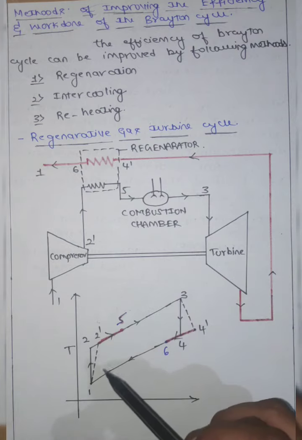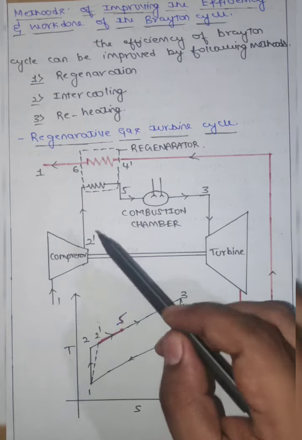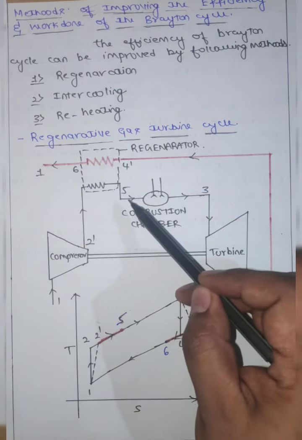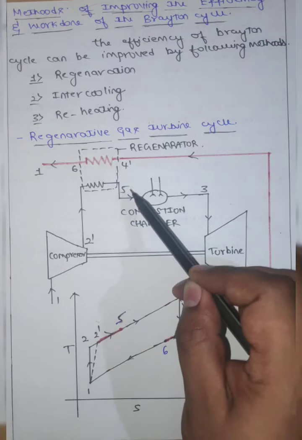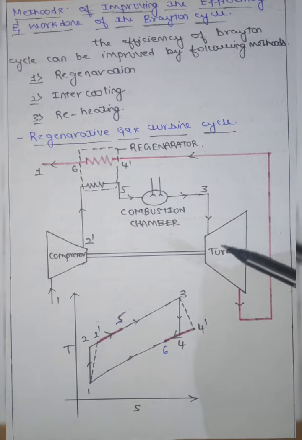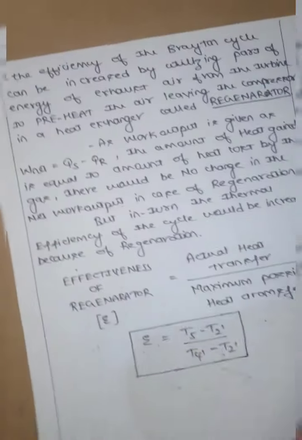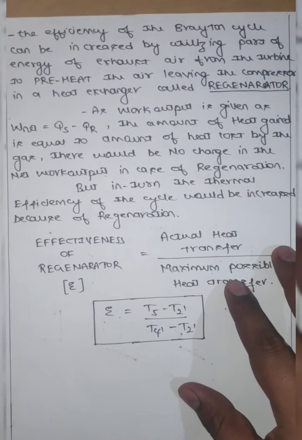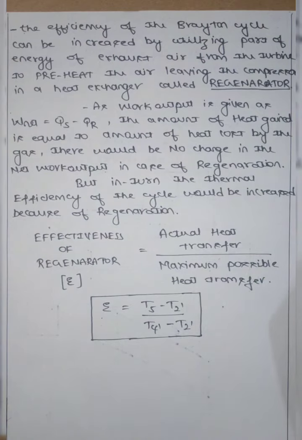But what you are doing is you are changing QS. QS is the amount of heat supplied. Generally, it was from 5 to 3. Now we are increasing it to 2 dash to 5 plus 5 to 3. You're increasing the heat supplied, so the efficiency of the regenerative gas turbine would definitely increase. The notes for this particular thing would be presented here. You can just pause it and write down the notes for it.